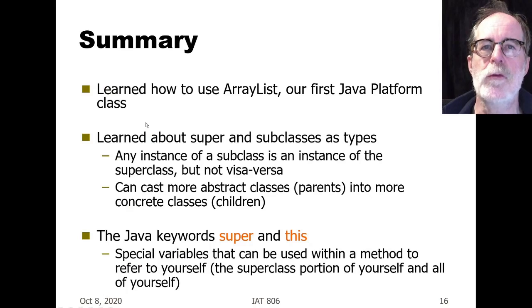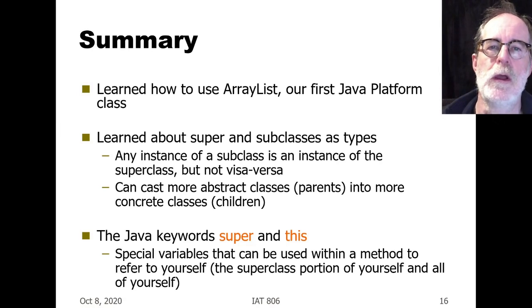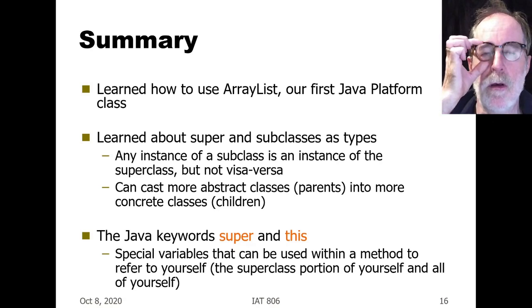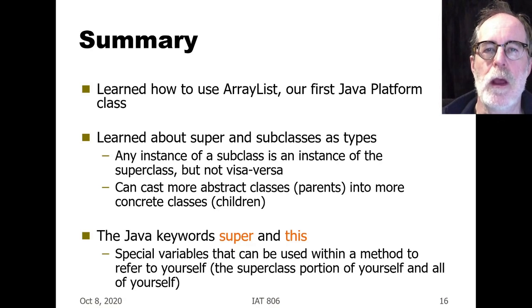Okay, so in summary, what we've talked about today is how to use the ArrayList, our first Java platform class. We've learned about superclass and subclass as types, and we need that superclass and subclass stuff to be able to do the magic that ArrayList allows us to do. With ArrayList, you can store a list of anything, a whole bunch of asteroids, rockets, missiles or whatever it is, and you don't want to have to rewrite ArrayList for all that. You just want to use the same technology for all of it. That's really what you hope for. That's one of the things that object orientation is supposed to buy you.